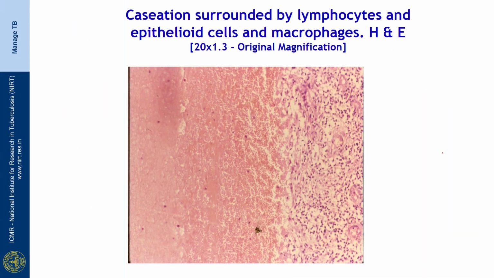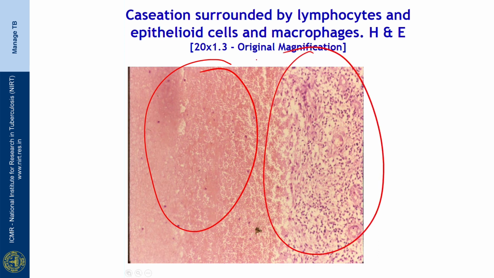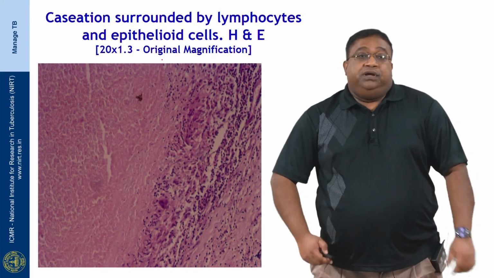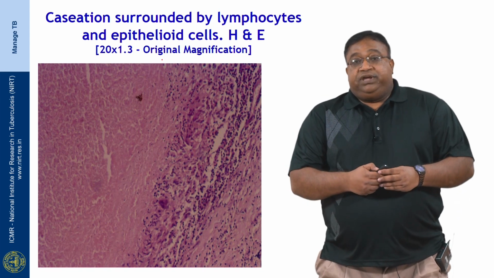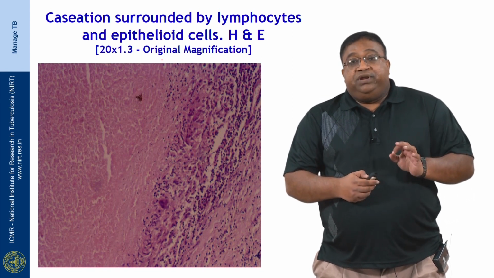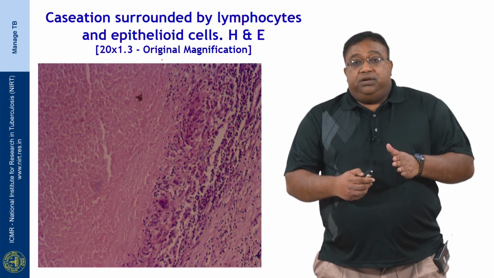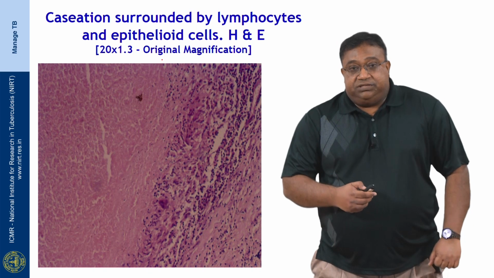Shown here is a histological picture of a typical caseating granuloma, and what we see here in pink is the central caseating core surrounded by the purple staining lymphocytes, epithelioid cells, and macrophages. Also shown here is a different histological picture of a caseating granuloma, and again you can very clearly see the caseous central core surrounded by lymphocytes and epithelioid cells.